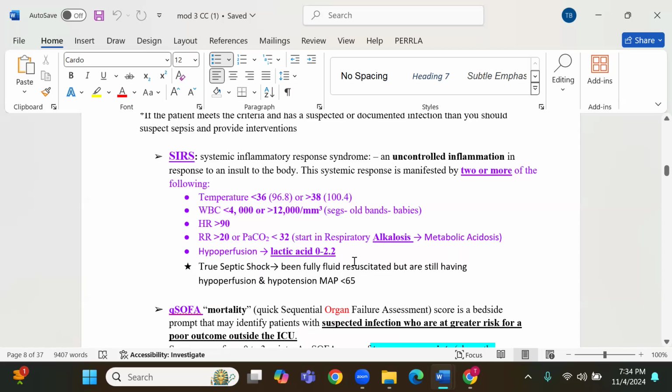But it says true septic shock. You've been fully fluid resuscitated, but you're still having hypoperfusion, which means we give you a lot of fluids, but you're still not showing that in your blood pressure. The blood pressure is still low. Okay, so when we look at SIRS, however you want to say it, that's a systemic inflammatory response that's happening.